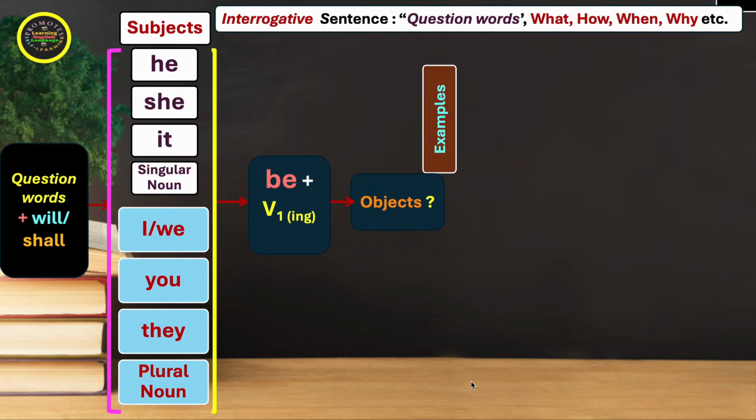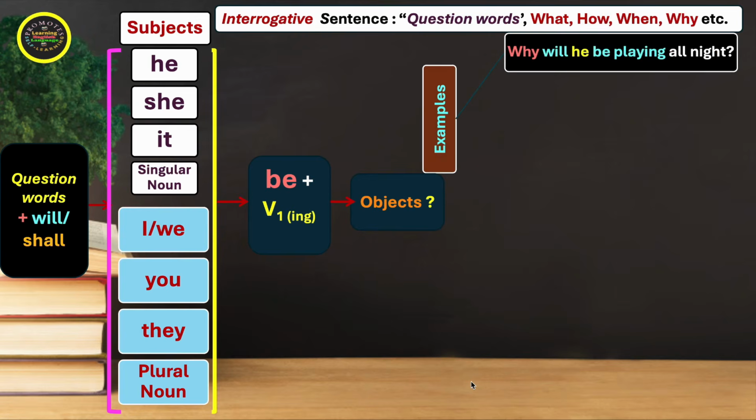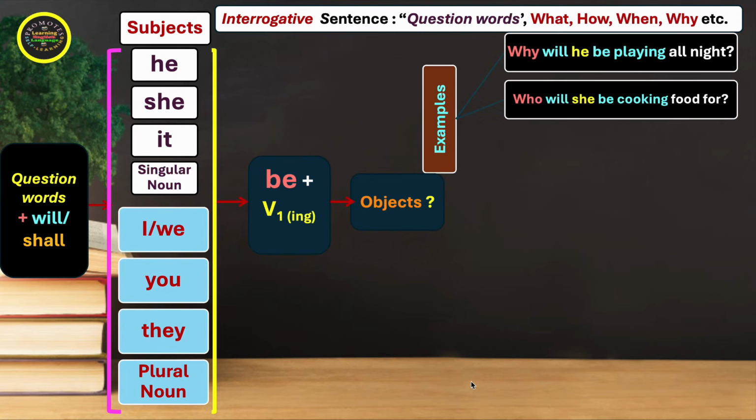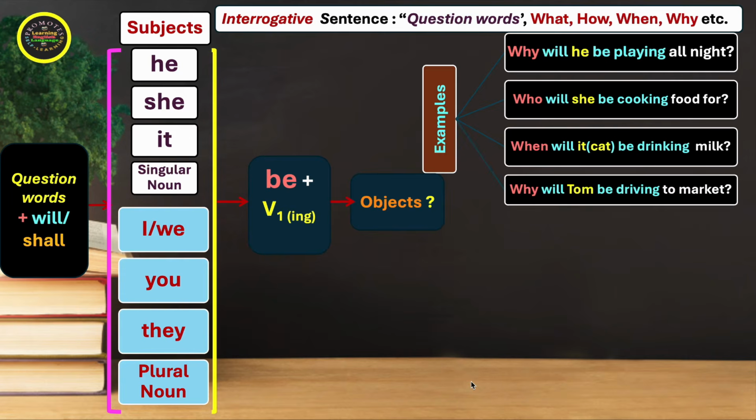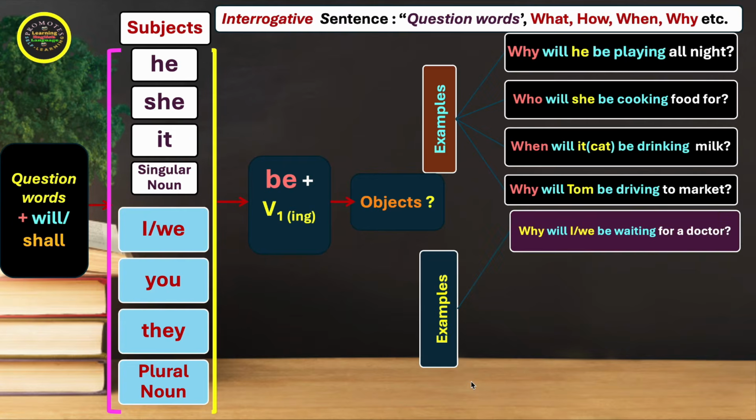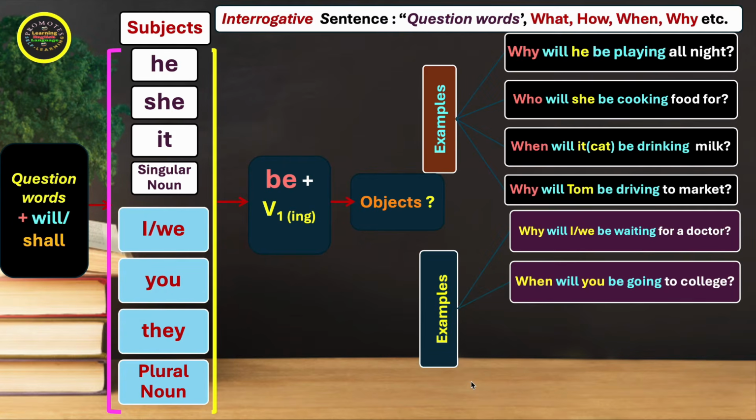Let's see the examples. Why will he be playing all night? Who will she be cooking food for? When will it for cat be drinking milk? Why will Tom be driving to market? We have some more examples. Why will we be waiting for a doctor? When will you be going to college?